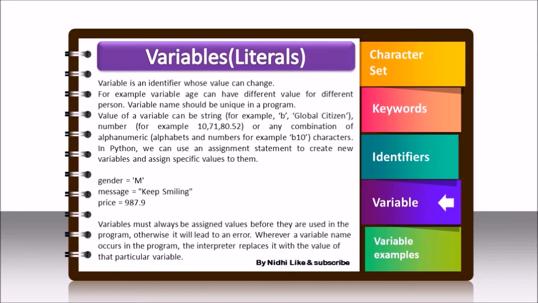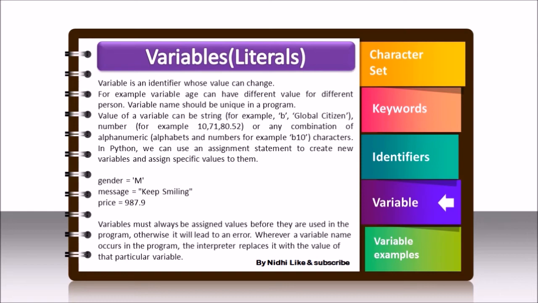A variable must always be assigned a value before it is used in the program, otherwise it will lead to an error. Whenever a variable name occurs in a program, the interpreter replaces it with the value of that particular variable.